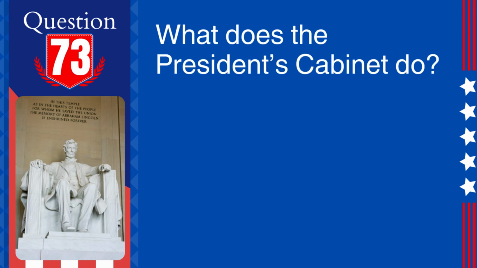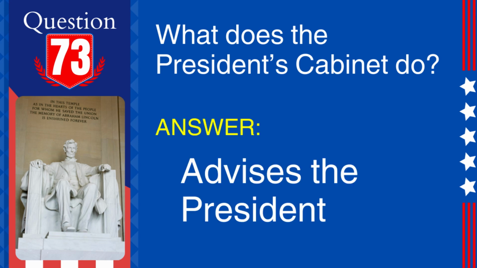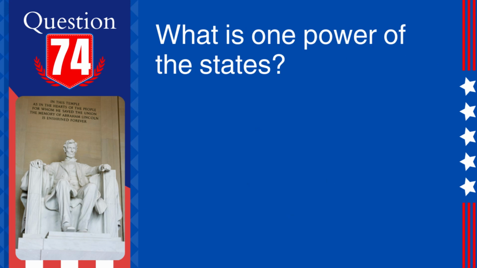73. Question. What does the President's cabinet do? Answer. Advises the President. Explanation. The cabinet, consisting of the Vice President and the heads of executive departments, provides advice and assists the President in governance.